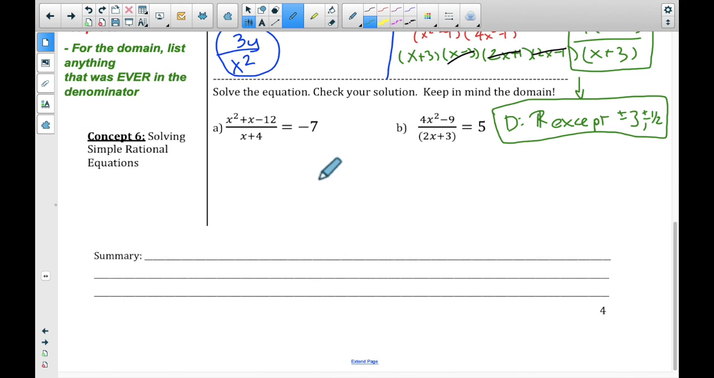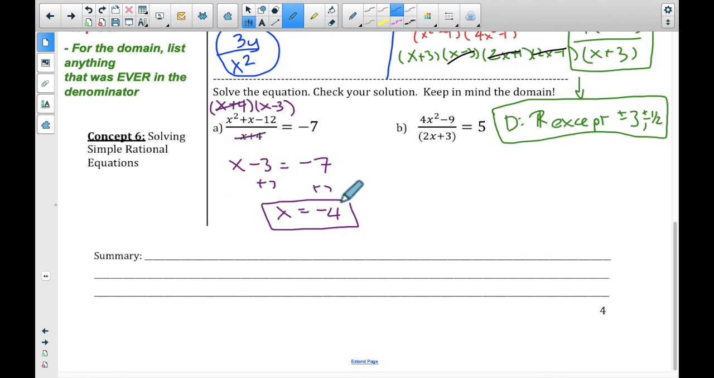Last question is solving equations. We will actually be doing a whole section on equations, but these are just equations that we can do really easily. And the reason we can do them so easily is because this numerator factors into x plus 4, x minus 3. And so now we can see that the x plus 4 cancels out. And so we get x minus 3 is equal to negative 7. So I get x equals negative 4.